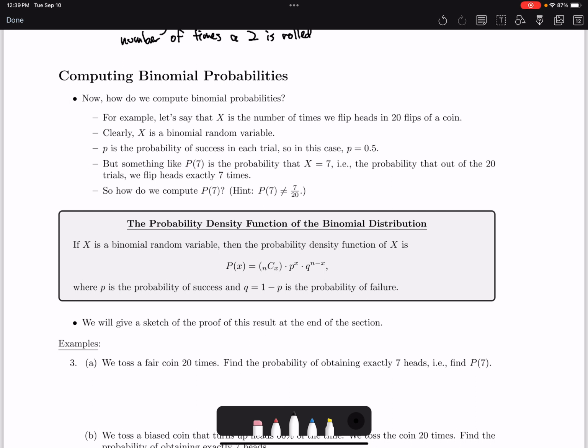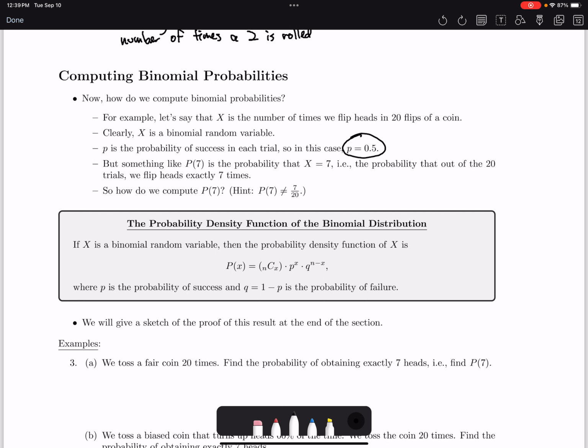Just as an example, let's say that x is the number of times we flip heads in 20 flips of a coin. X would be binomial here. Again, you might want to pause the video and make sure it satisfies all of those conditions. But it is binomial. P is the probability of success in each trial. So in this case, P would be 50%. If you ask somebody what's the probability of flipping heads, it would be 50%.